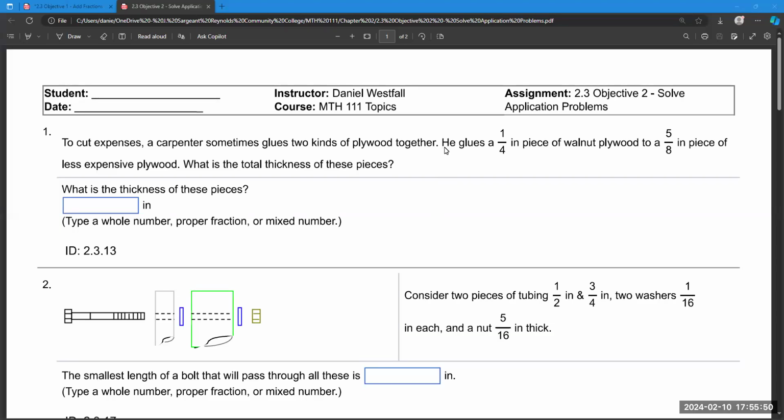In this video, we're going to talk about 2.3 Objective 2. We're going to solve some application problems that involve adding fractions and mixed numbers.